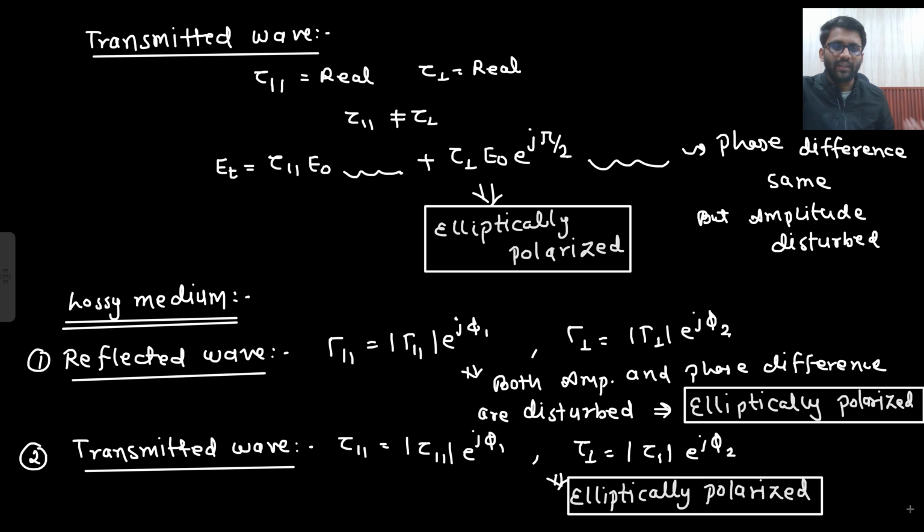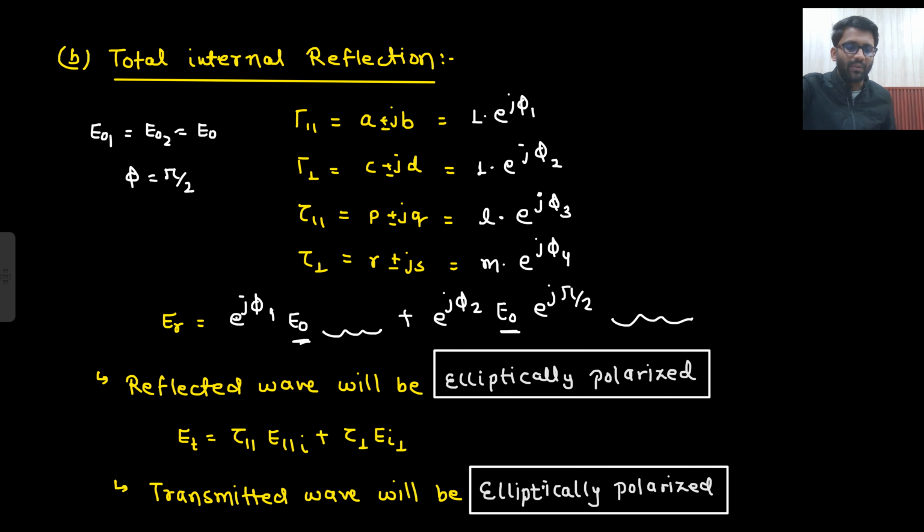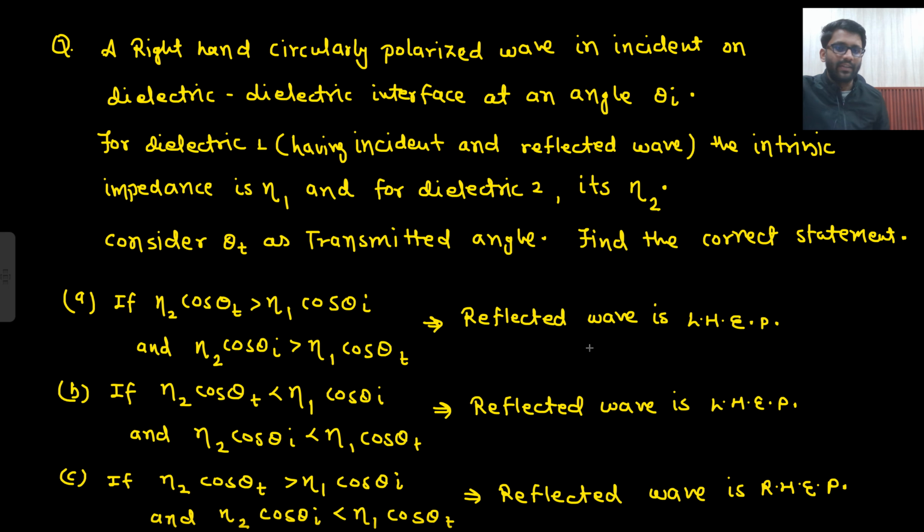The point is they are changing the magnitude of the two perpendicular components. One is the parallel component, one is the perpendicular component. So the magnitude is being changed. If the magnitude is disturbed, then certainly they can never be circularly polarized. But now, one thing I know: circularly polarized will become elliptically polarized. That I know. But what about right hand, left hand? That you need to think about now.